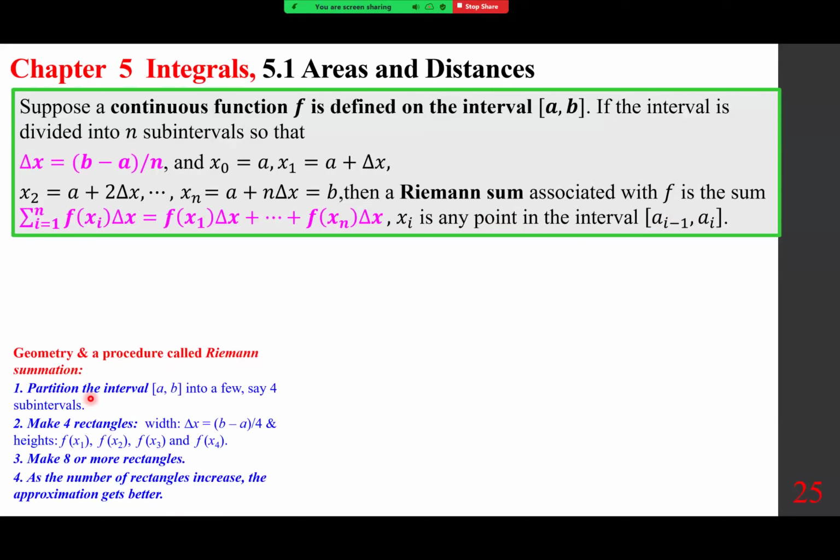Number 1, let's say partition a to b into 4. Just make up some numbers. Then make 4 rectangles. The width will be b minus a over 4. And the heights are f of x sub 1, f of x sub 2, f of x sub 3, f of x sub 4, if we go with the right endpoints. Then change it to 8 or more rectangles. As the number of rectangles increases, the approximation gets better.